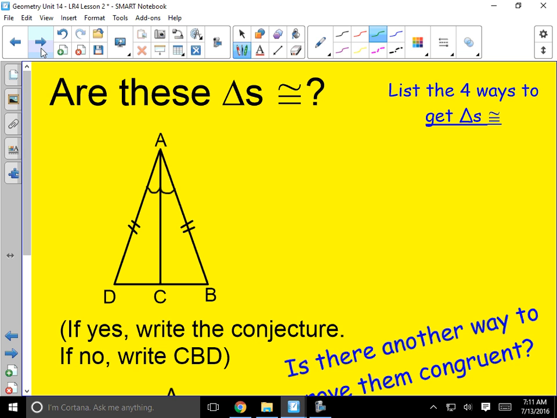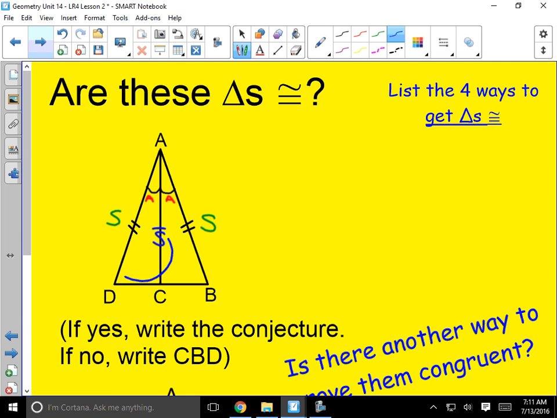Now, last one for today. Are these triangles congruent? Once again, working off of what we know, we know that this side and this side are congruent based on tick marks. We know that this angle and this angle are congruent based on tick marks. And we know that they share this side in the middle. So I can put a tick mark there, and we have a shared side based on what we call the reflexive property.